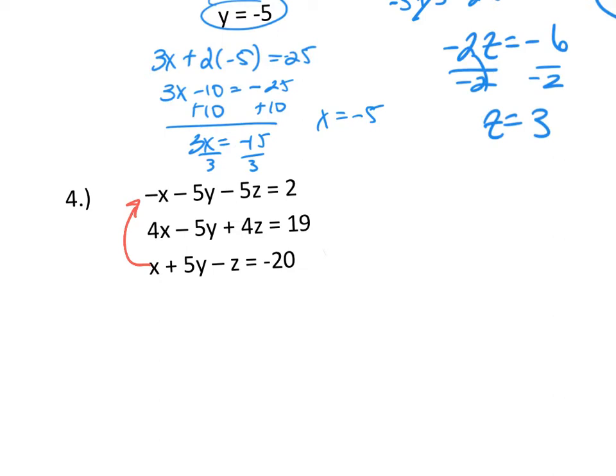So I'm going to write my first equation, and I always write this out. I'm going to say x plus 5y minus z equals negative 20. How many of you solved it this way, just moving the top one up? Okay, perfectly fine.